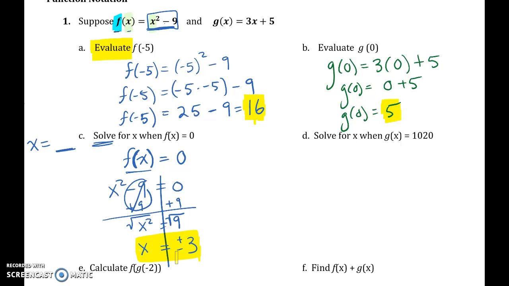All right, you have a problem you can try on your own now. Problem D, you're solving again for x when g of x equals 1020. So set up the problem in a similar way that we did for C. Go ahead and solve. Pause the video now and we'll check in a few moments so that you can verify your solution.